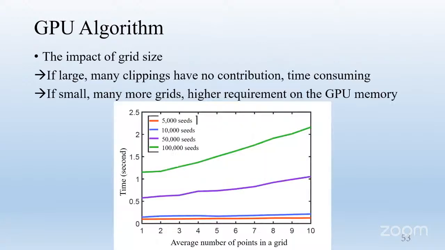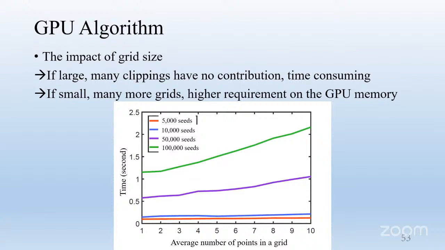It is worth pointing out that the resolution of grids impacts the efficiency of cell generation. If the grid size is large, there will be many points in one grid, so that we have to launch many extra clippings during the cell generation, costing more time to generate the result. So a small grid size is good for our method.